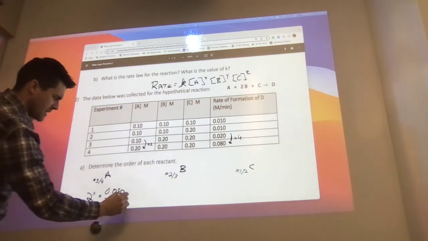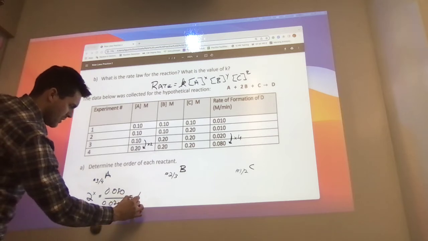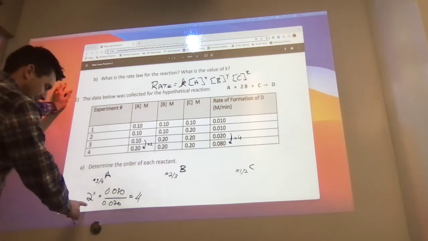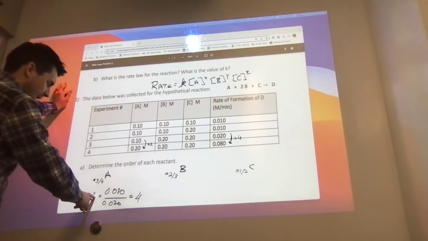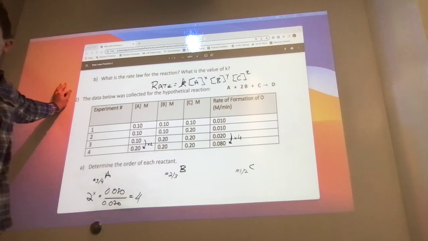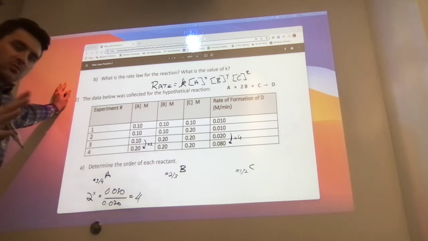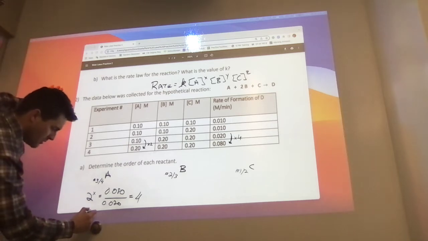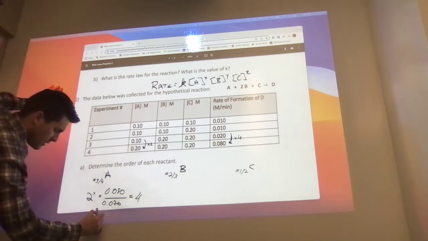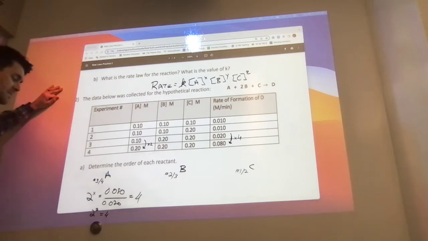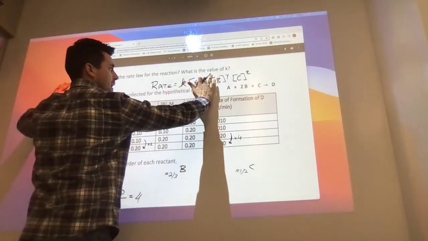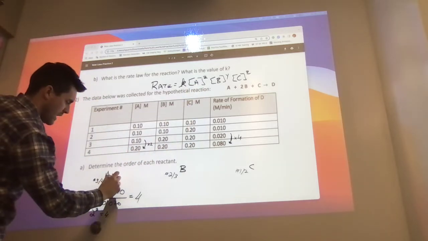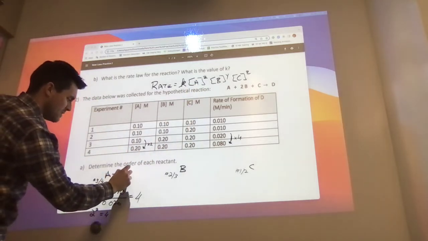So essentially what I'm saying is, in order to find the order, or the exponent, on A, I need 2 to some number X to be equal to 4. Now I can do some logs or natural logs. I can do some fun math stuff here to figure this out. But I would argue that most students know 2 squared is equal to 4, meaning that the exponent on A is a 2, or that we would call A second order.